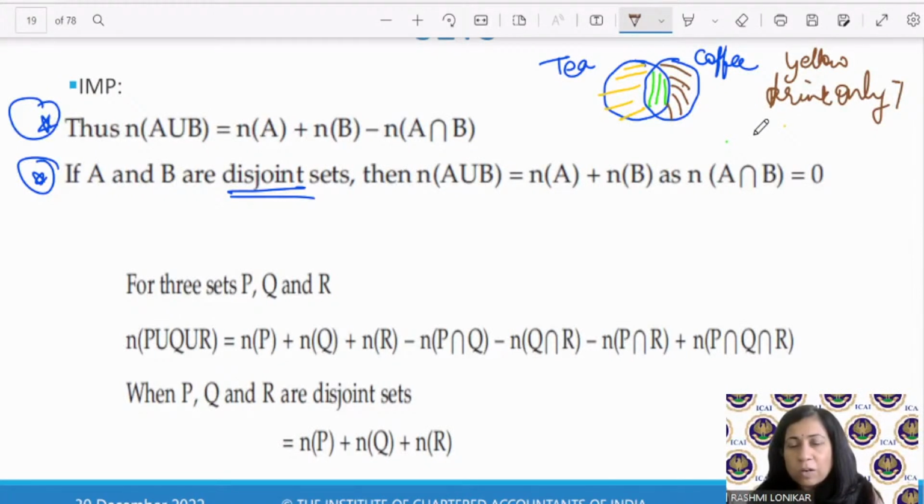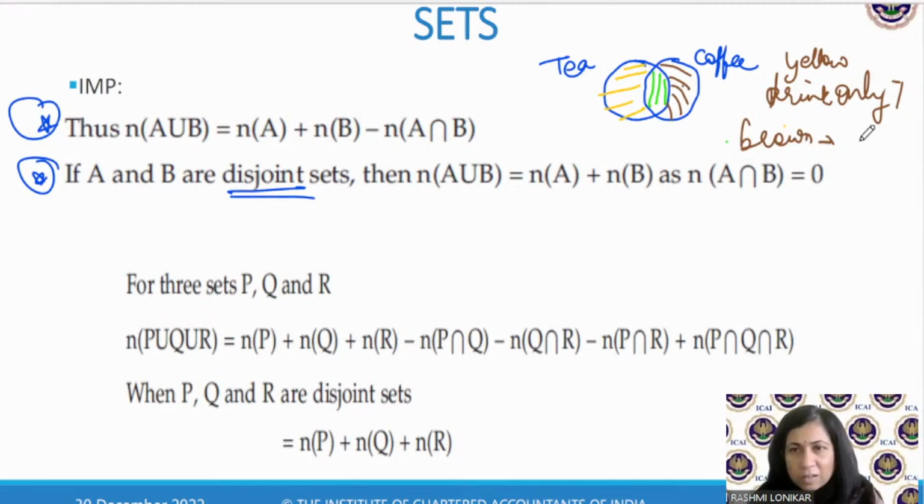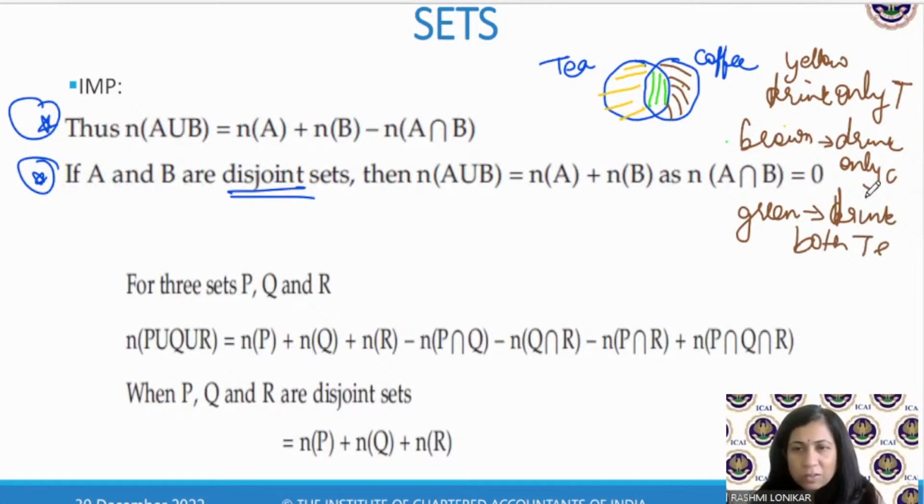Then what are the brown ones? They drink only coffee. These brown ones only drink coffee. And the green ones, they drink both tea and coffee. So they can drink tea or coffee.